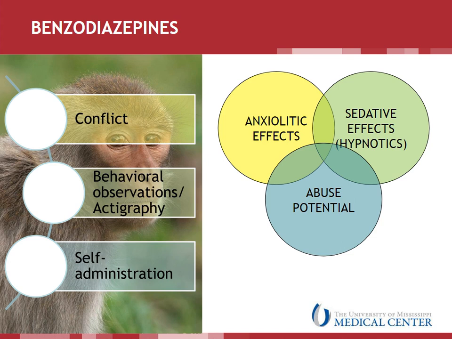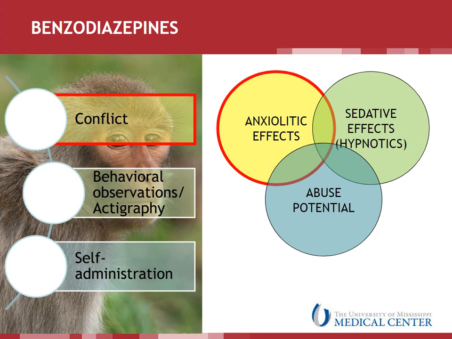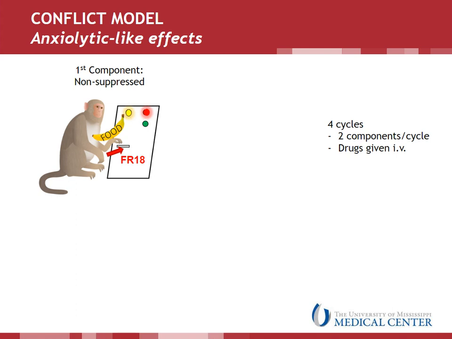Starting with the conflict model, which is a model used to measure the anxiolytic-like effects of benzodiazepines. In this model, animals are trained to respond for food delivery under two distinct components, and response in one of the components is suppressed by the presentation of a punishment. In this example, during a non-suppressed component, completion of a response requirement of 18 lever presses leads to the presentation of a food pellet associated with the presentation of a very specific color of light, which is a red light.